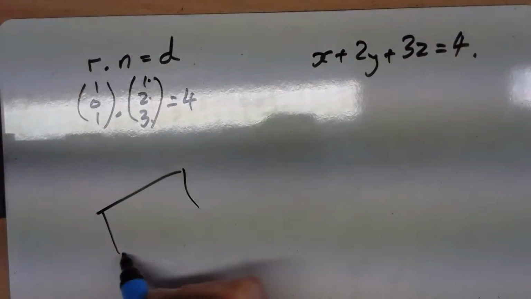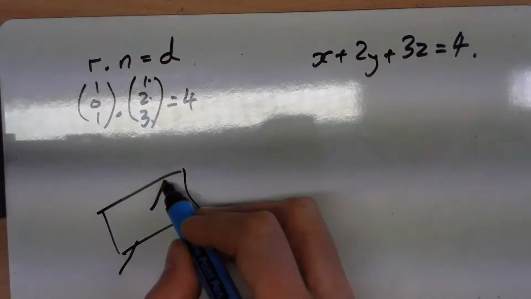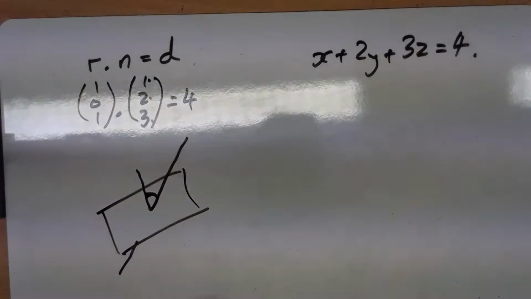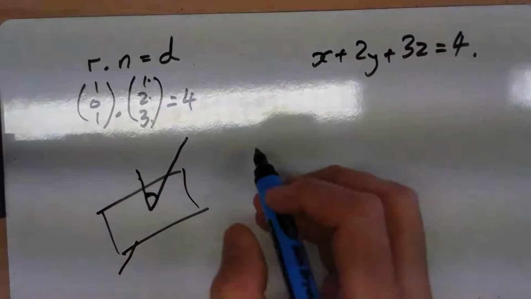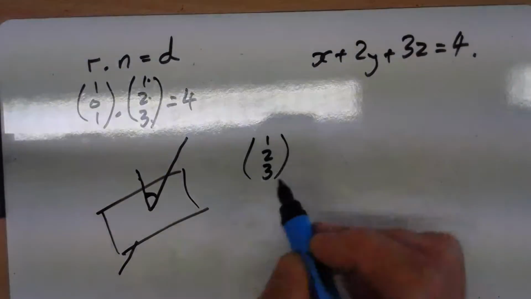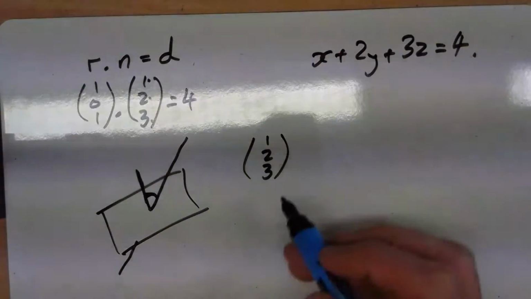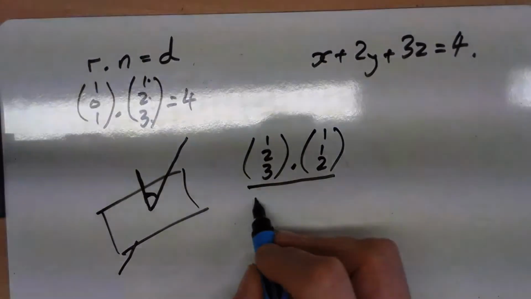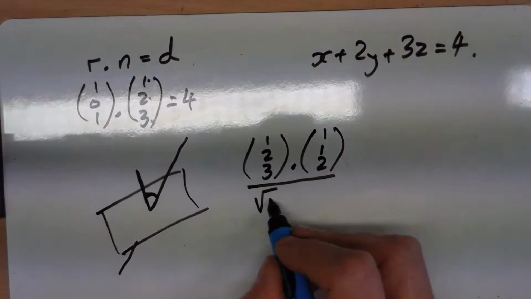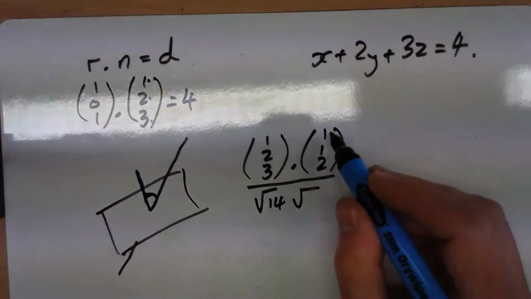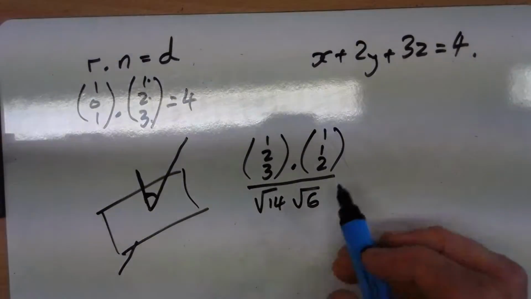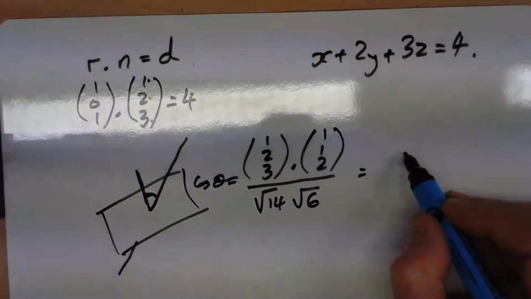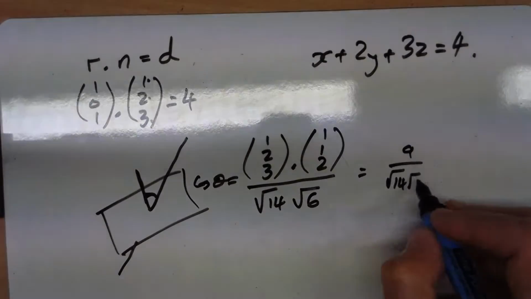Part B for this is trying to find the angle between the line and the plane. So we've got a line coming through here, but if we put our normal up here, we're going to find out this angle first of all. So to find that angle, we're going to dot together the direction of the normal, which we had was (1, 2, 3), and the direction of our line, which was (1, 1, 2), and divide it by the square root of 3 squared, 2 squared, 1 squared, that's 14, and 2 squared, 1 squared, 1 squared, so that's 6. So that's cos theta equals, so what have we got there? That is 6, 7, 8, 9 over root 14, root 6.